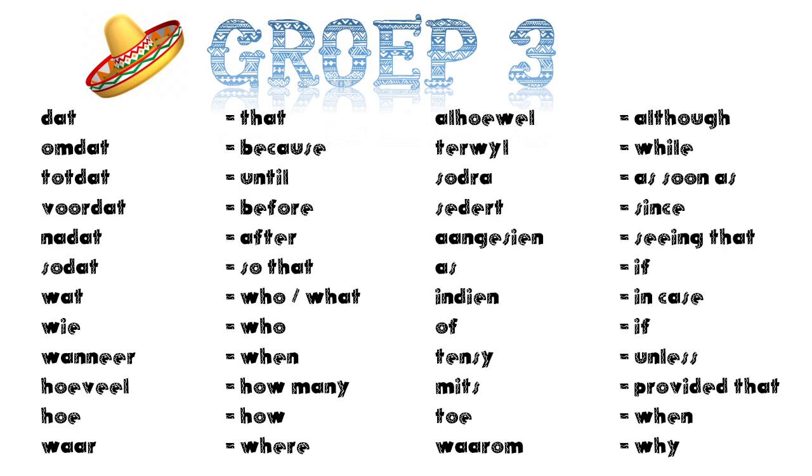And then there's a couple of others, I'll read them out. Alhoewel, terwyl, sodra, sedert, aangesien, as, indien, of, tensy, mits, and toe. The toe in this case means when, and the of in this case means if. So does as. Right, so that's all the conjunctions in group 3. Dis die voegwoorde van groep 3.